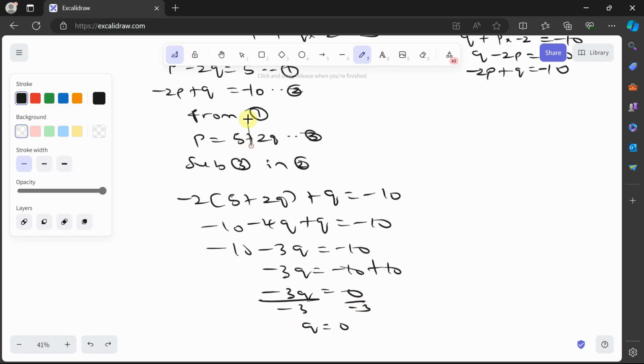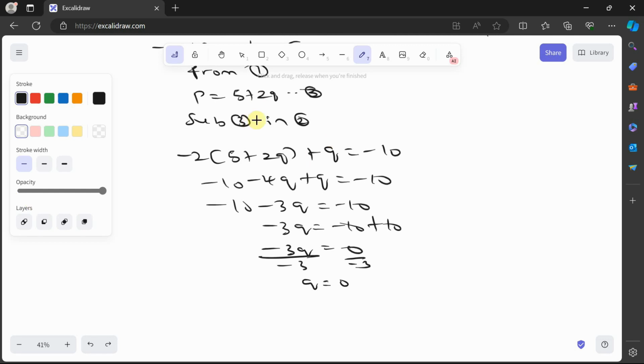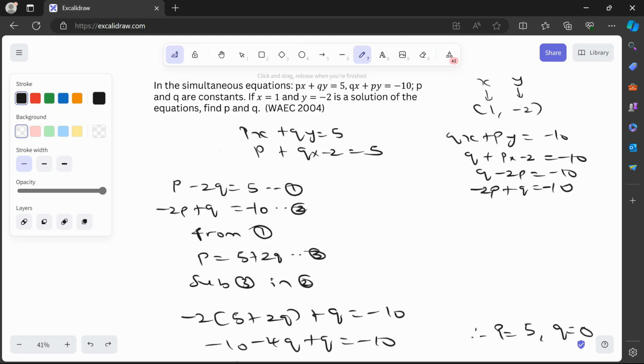And if our q is equal to 0, we can substitute it in equation 3 and find the value of p. So substituting q in equation 3, p is equal to 5 plus 2 open bracket 0, which is 5 plus 0, which is equal to 5. So therefore our p is equal to 5 and our q is equal to 0. Is that what they said we should find? Yes, find p and q. So our p is equal to 5 and our q is equal to 0.